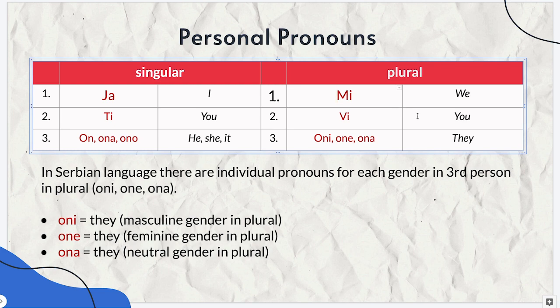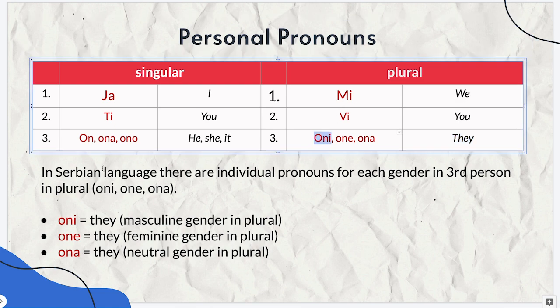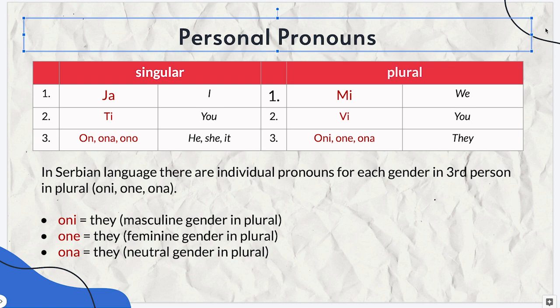Mi is we, vi is you, and then we have again three genders in Serbian. In English we have one in plural. So oni is plural of on, one is plural of ona, and ona is plural of ono. You might notice that we have two ona, one in singular, one in plural. The one here is feminine singular, the one here is neuter gender plural.